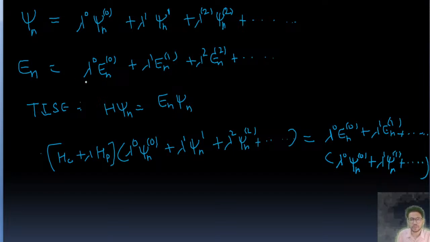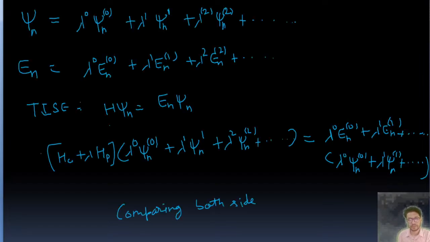So what we have done is we have just put the value of psi n and En and Hn, right? So we've got this equation. Right now what we'll do, we'll compare both sides. Comparing both sides, this is going to give us the values of the first order correction.